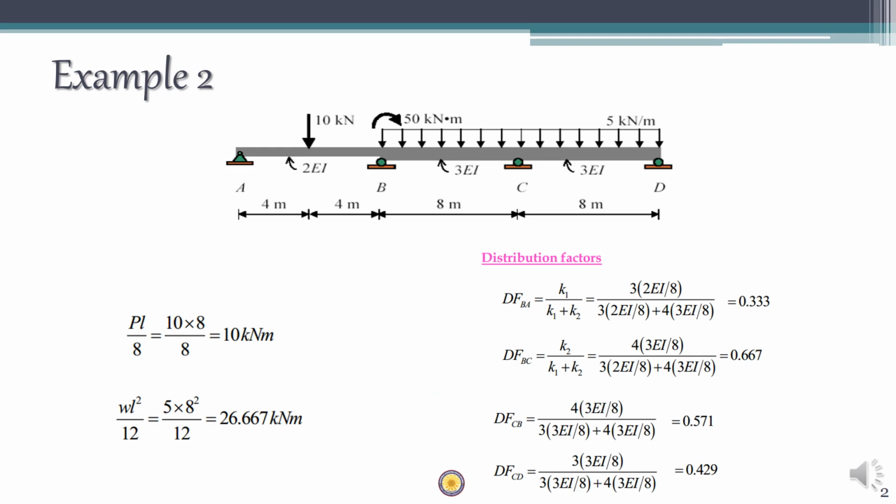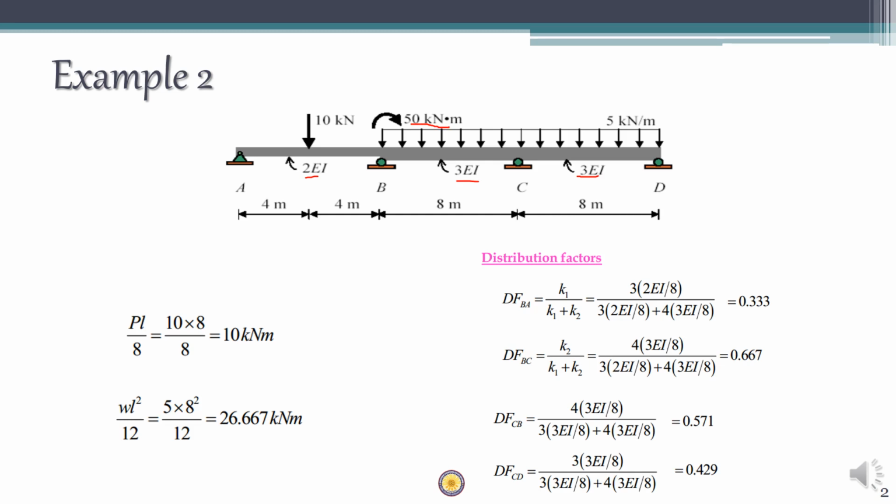So here we have a 3-span bridge. All the spans are of equal length, 8 meters. However, the flexural rigidity EI is varying. First span is having 2 EI and the remaining 2 spans are having 3 EI. Then the first span is subjected to a central 10 kN point load, and the second and third spans are subjected to UDL of 5 kN per meter throughout their length. Apart from this, we can also see a 50 kN meter clockwise moment applied at the joint B.